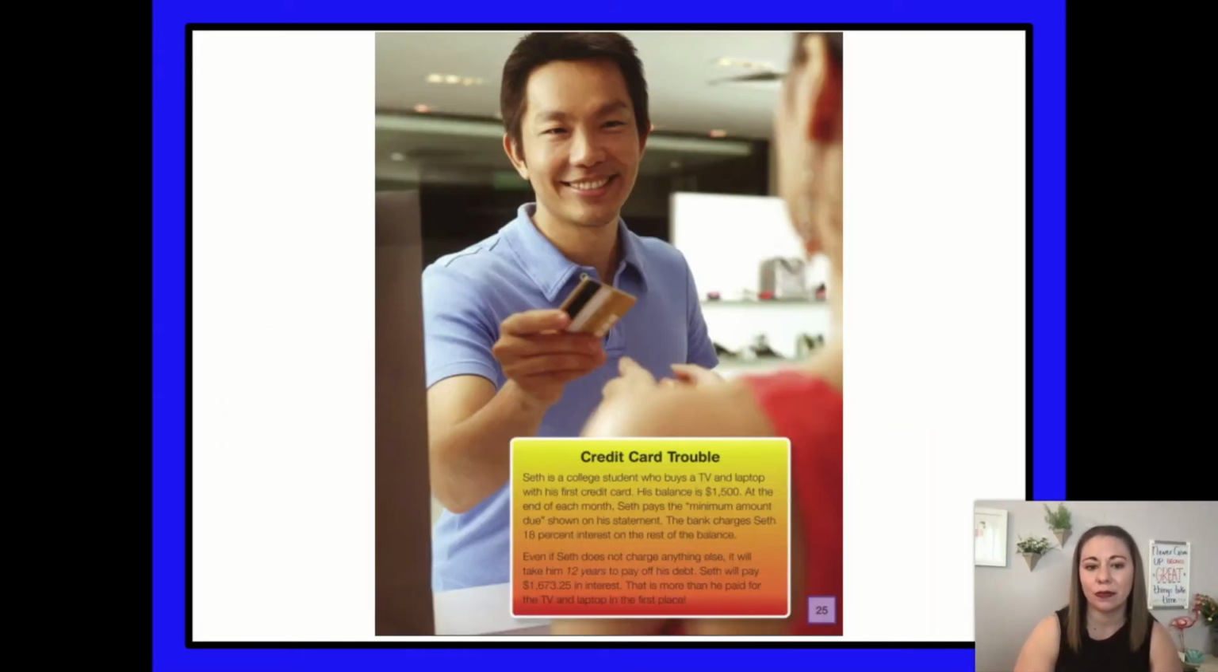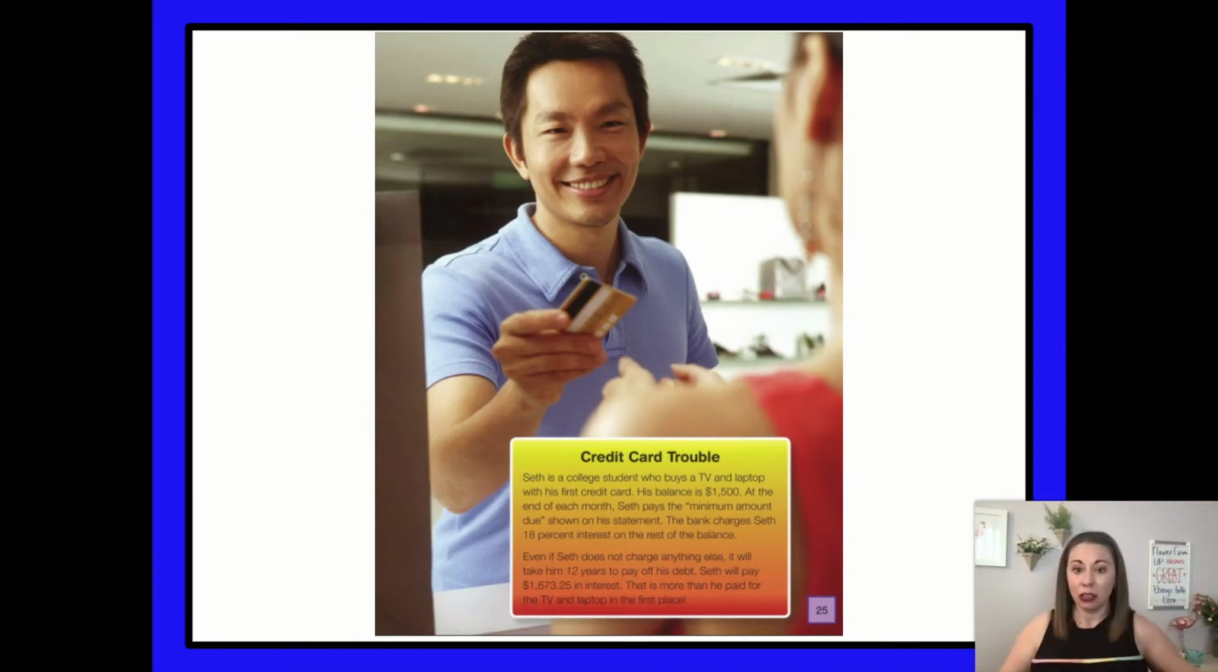Credit card trouble. Seth is a college student who buys a TV and a laptop with his first credit card. His balance is $1,500. At the end of each month, Seth pays the minimum amount due shown on his statement. The bank charges Seth 18% interest on the rest of the balance. Even if Seth does not charge anything else, that means he doesn't buy anything else, it will take him 12 years to pay off his debt. Seth will pay $1,673.25 in interest. That is more than he paid for the TV and the laptop in the first place.